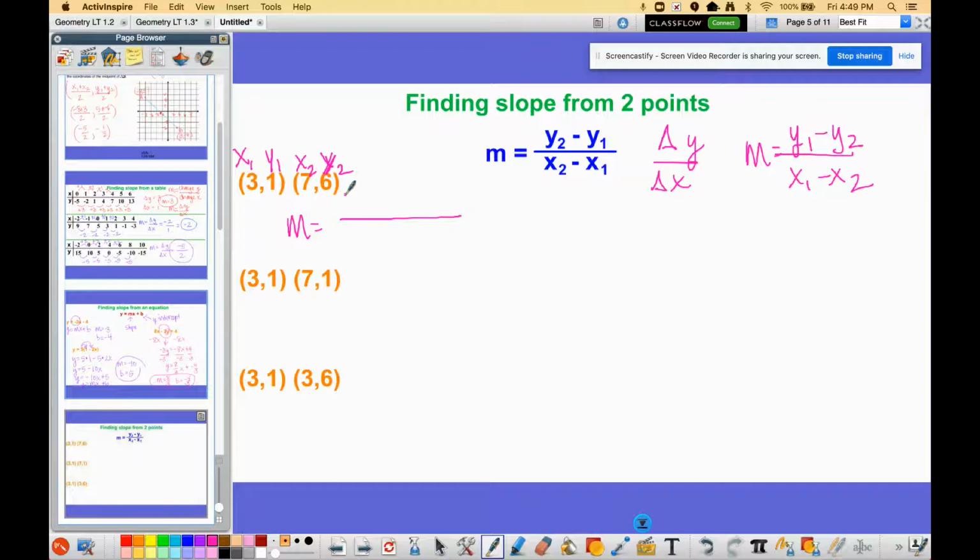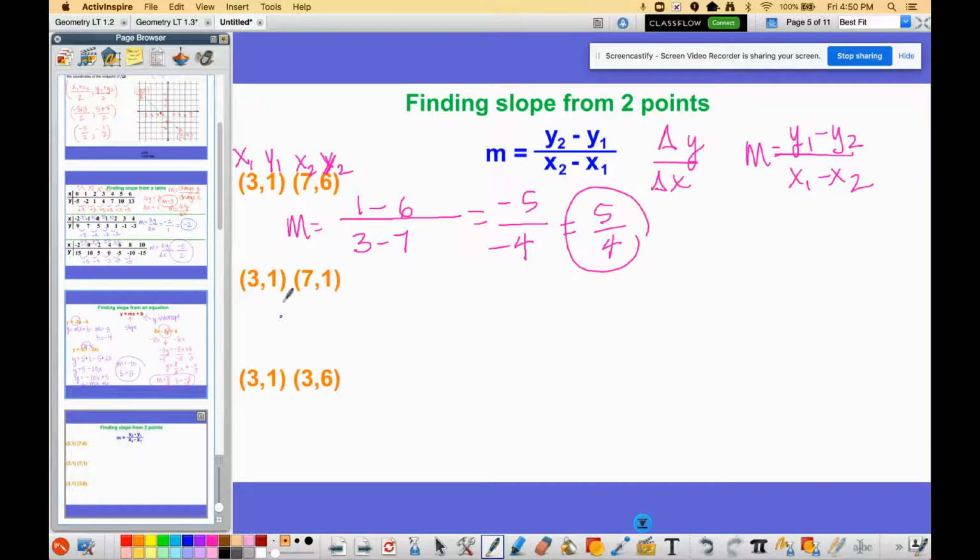So for slope, let's just do the first one. Remember, it's always change in y over change in x. So we're going to do 1 minus 6, y sub 1 minus y sub 2, and then x sub 1, 3 minus 7. 1 minus 6 is negative 5. 3 minus 7 is negative 4. Don't leave it like that, because a negative divided by a negative is positive. So your slope is positive 5/4.